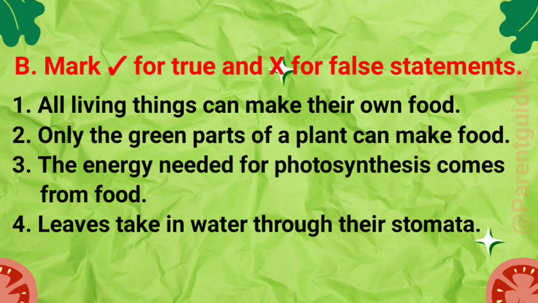B. Mark tick for true and cross for false statements. 1. All living things can make their own food. Cross. 2. Only the green parts of a plant can make food. Tick. 3. The energy needed for photosynthesis comes from food. Cross. 4. Leaves take in water through their stomata. Cross.